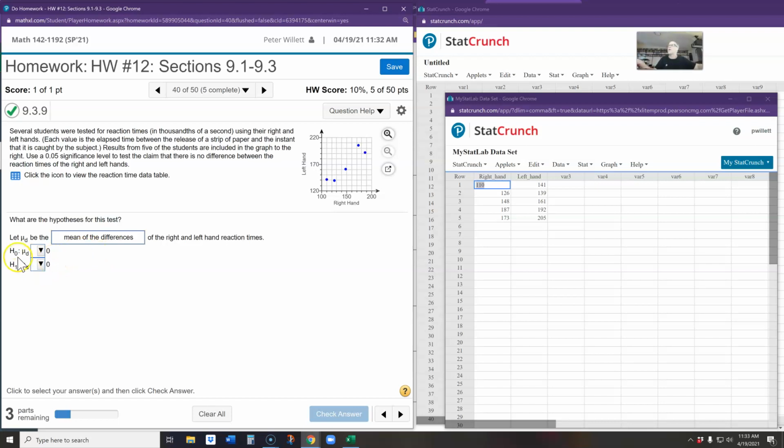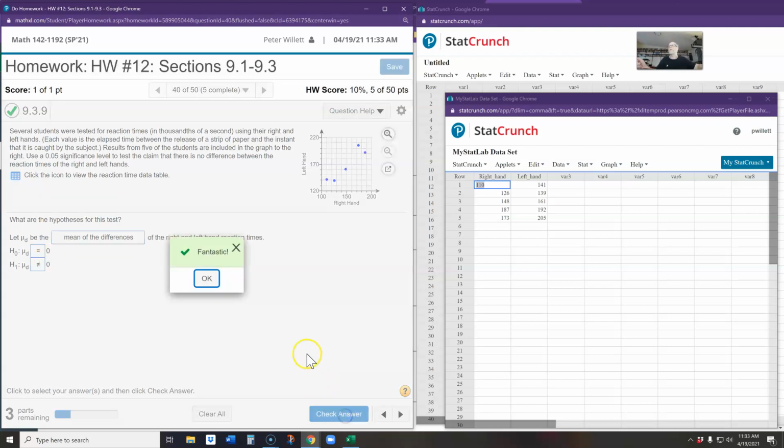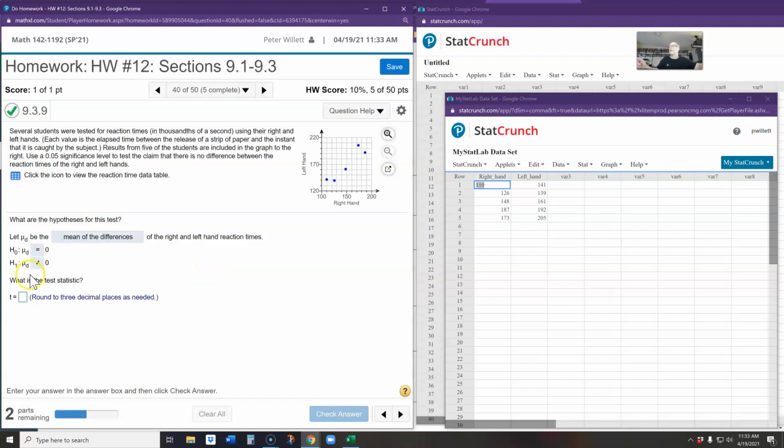So then our null hypothesis is always about equality. And so our claim would be that the mean of the differences of the pairs is equal to 0. And then our claim here is just simply that there's no difference, not that one is faster than the other or one reaction time is less than the other, but just there's no difference. So that means the alternative claim would be that it's not equal to 0, and that our claim is the null hypothesis here.